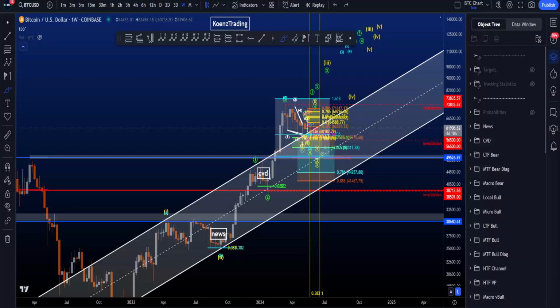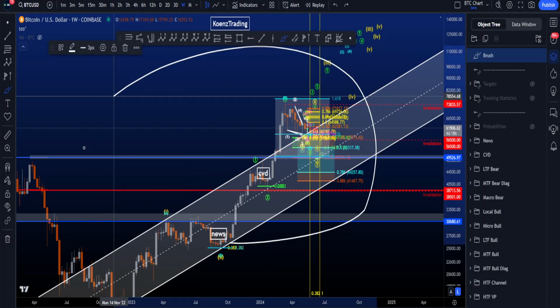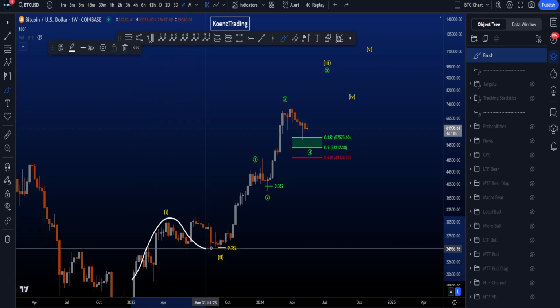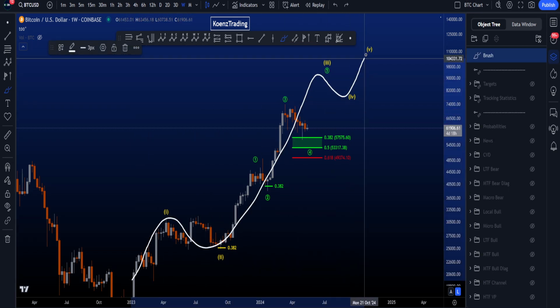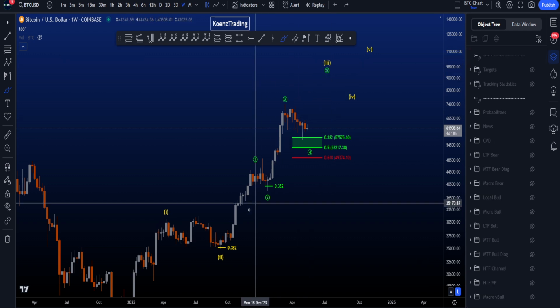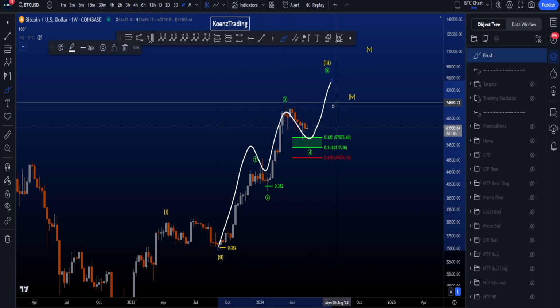Hi everyone, let's go over my bullish and bearish Elliott wave scenarios on Bitcoin, starting with the first bullish scenario on the weekly time frame, where we're looking for a bigger impulsive structure to the upside, and inside wave 3 we have the 5-wave green count 1, 2, 3, 4, 5.